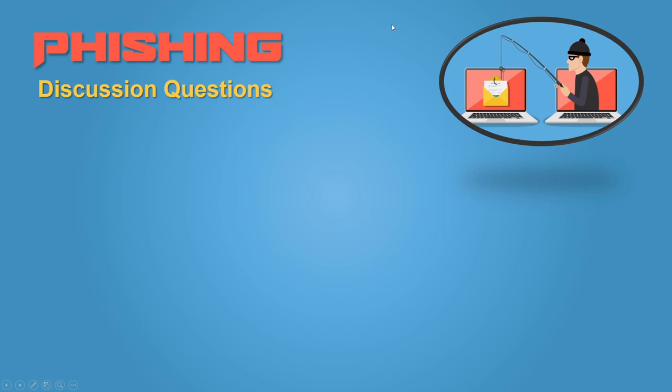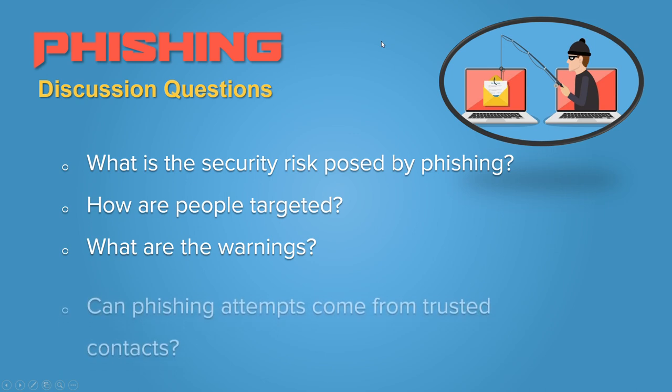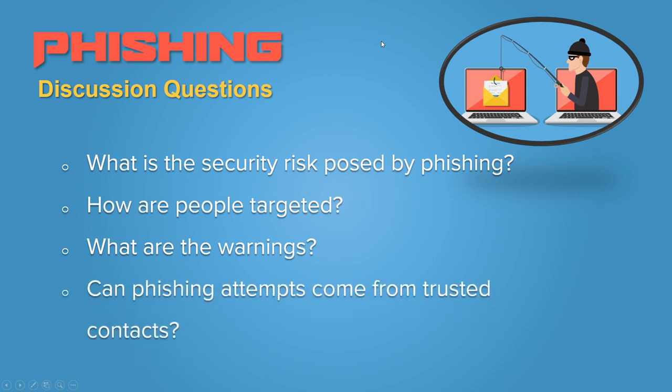So phishing is all about using trust. The security risk is that you're going to give up information which you shouldn't be giving up. And we should be very aware of the address that we're going to. We should be aware of the email address that's sending that information. And it can often come from trusted contacts as well. So if someone gets hacked, they might use your friend's email to send the message, right? And so we do have to be a little bit aware that phishing is usually using some kind of trust.